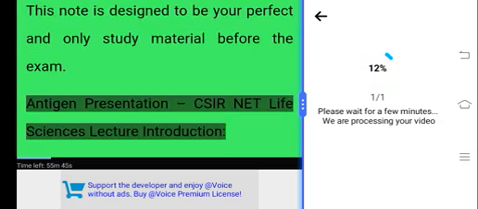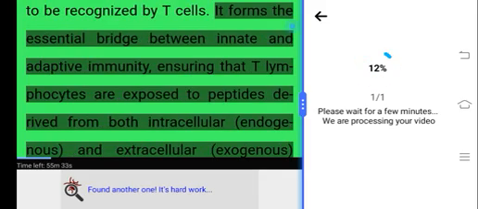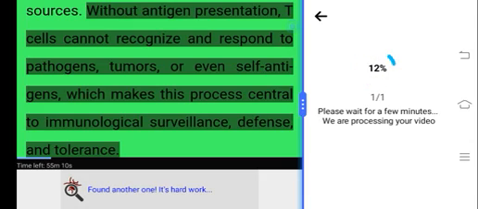Antigen presentation, CSIR-NET Life Sciences lecture introduction. Antigen presentation is a vital immunological process in which cells display processed antigenic peptides on their surface in association with major histocompatibility complex (MHC) molecules to be recognized by T cells. It forms the essential bridge between innate and adaptive immunity, ensuring that T lymphocytes are exposed to peptides derived from both intracellular endogenous and extracellular exogenous sources. Without antigen presentation, T cells cannot recognize and respond to pathogens, tumors, or even self-antigens, which makes this process central to immunological surveillance, defense, and tolerance.